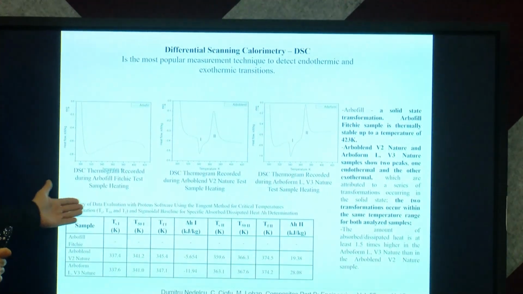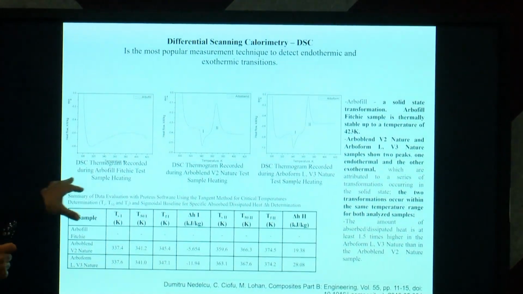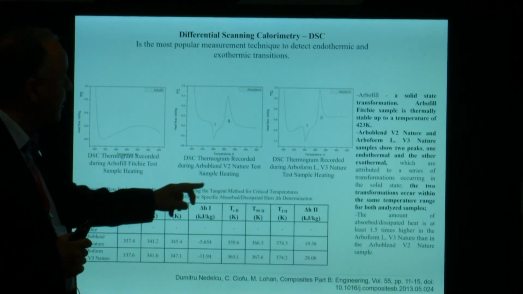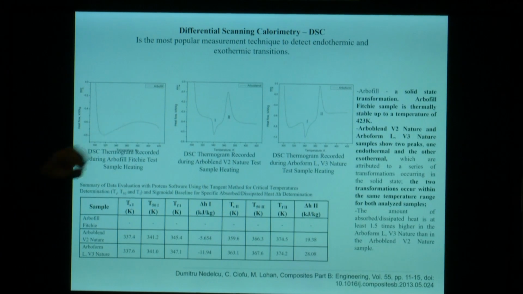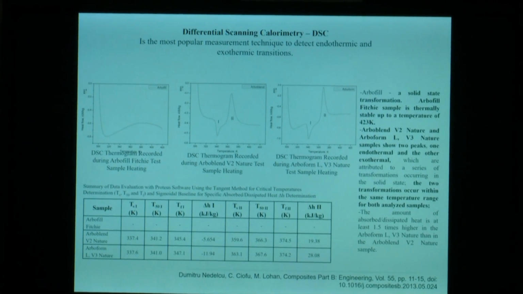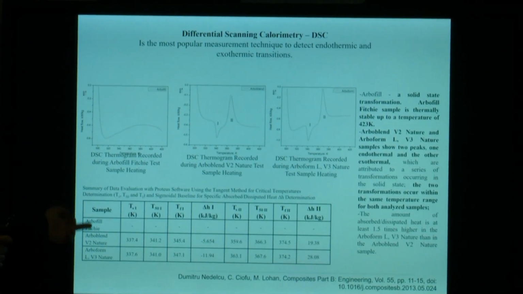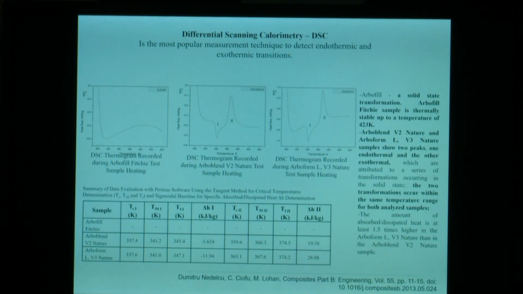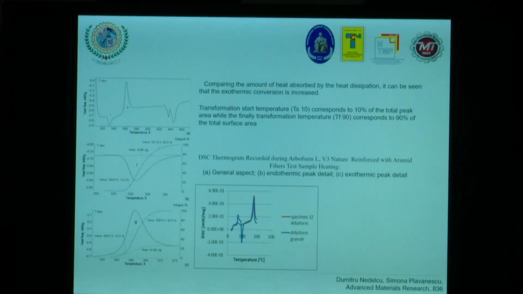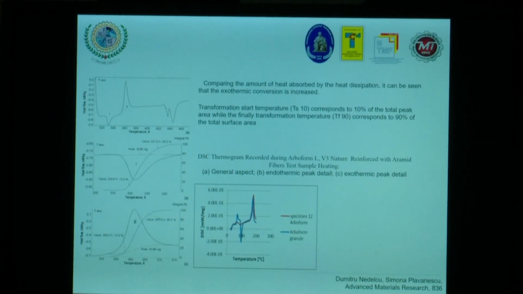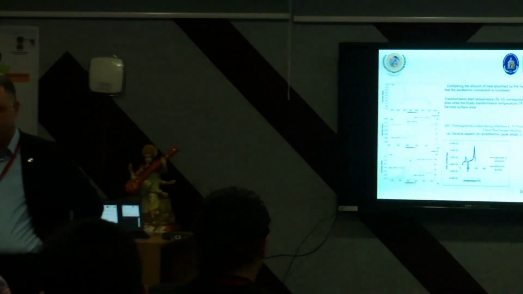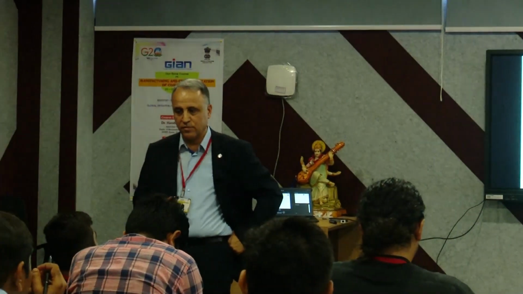Here you can see the summary of the data evaluation with the software, Proteus software, which used the tangent method for critical temperature, of course, for all the materials. These are the temperatures at different points. Water evaporation will take place below 100 degrees Celsius, 340 Kelvin. The temperature could change from this point of view.